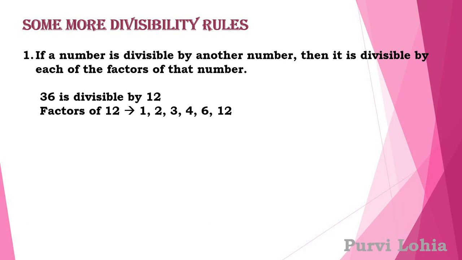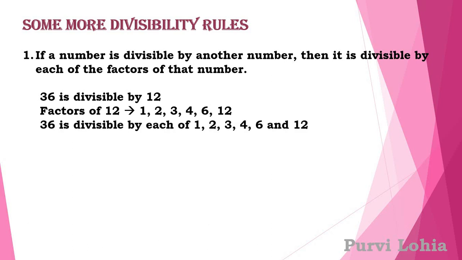36 is divisible by 1, 36 is divisible by 2, it is divisible by 3, 36 is also divisible by 4, it is also divisible by 6 and it is divisible by 12. So 36 is divisible by each of 1, 2, 3, 4, 6 and 12.